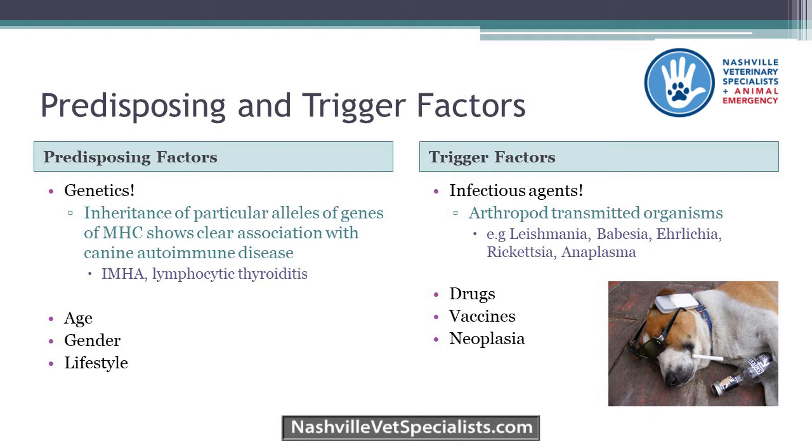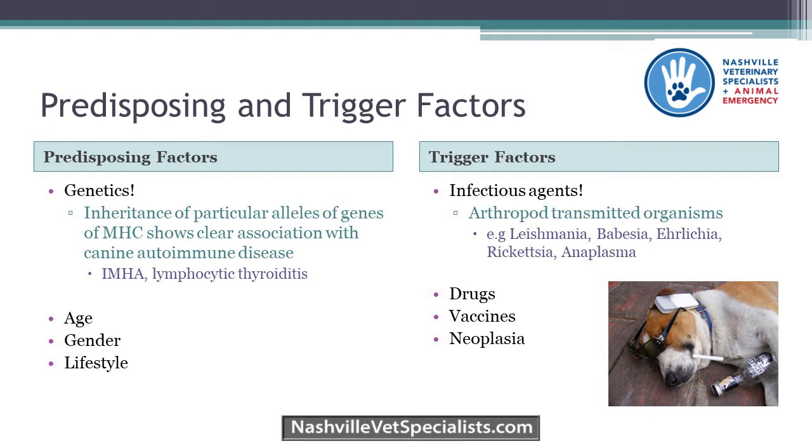And then we have triggering factors for immune-mediated disease. And we're actually lucky if we actually identify one of these. Most of the time we're going to call it an idiosyncratic reaction. We can blame genetics. We can just say, I'm not sure what's going on. But you have to keep in mind that it could have been triggered by something. So infectious agents for sure, the most important of which probably are the arthropod transmitted organisms. So you can consider doing tick titers or even a 4DX if you diagnose an immune-mediated disease.